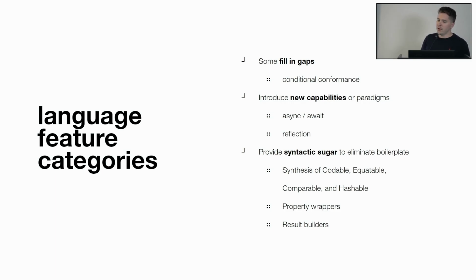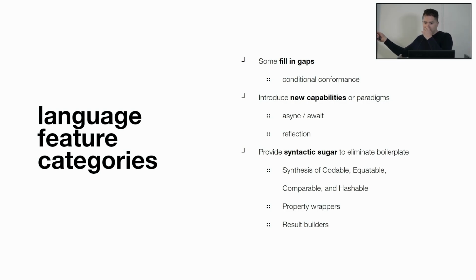There is another category which introduces completely new capabilities. For example, the new Swift concurrency system would fall into this category. Or reflection was a feature that brought a completely new capability to the language. But what we are interested in today is the third very big category, which is the syntactic sugar category. These are language features that help you avoid writing repetitive boilerplate, or they take something that was tedious to do before and make it easier.